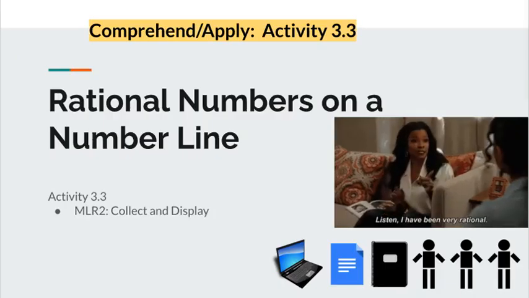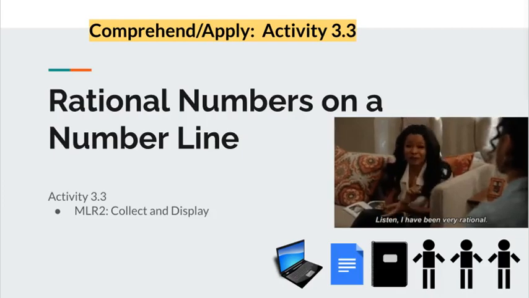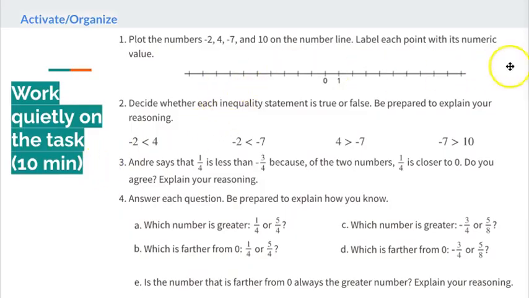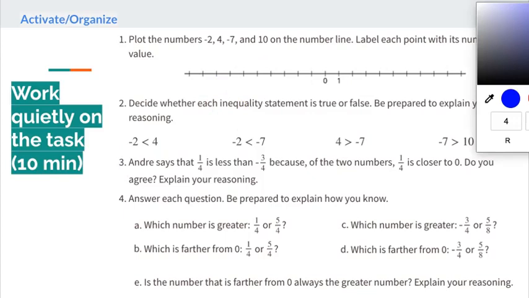Let's look at some rational numbers on a number line then. So we're going to plot these real quick. Draw this out in your notebook as well. So if this is 0, we want to go to -2, so that'll be to the left.